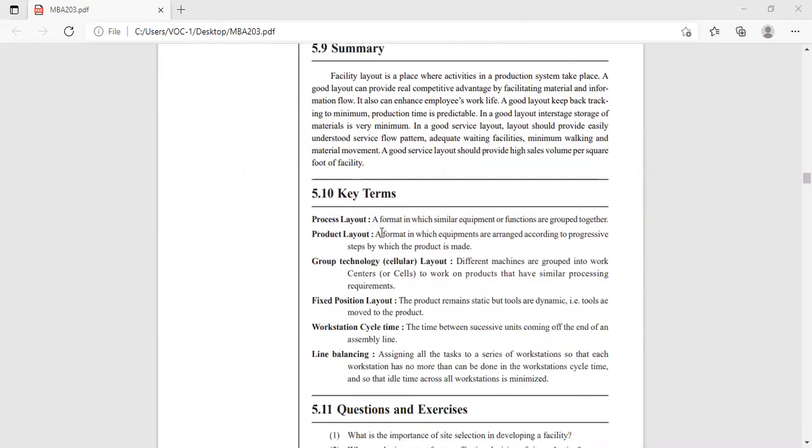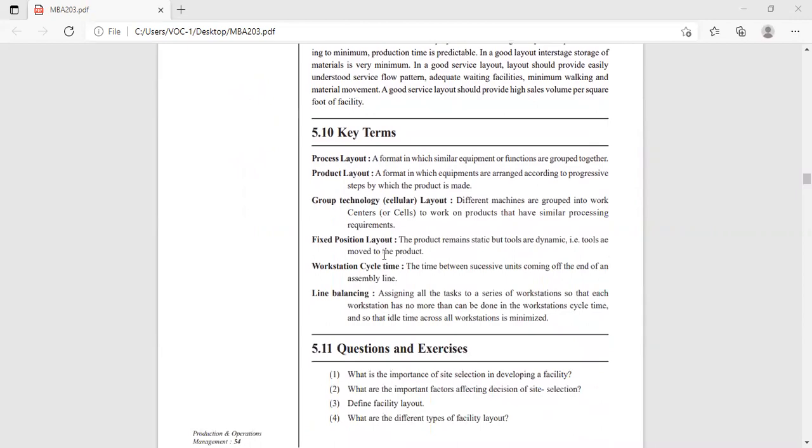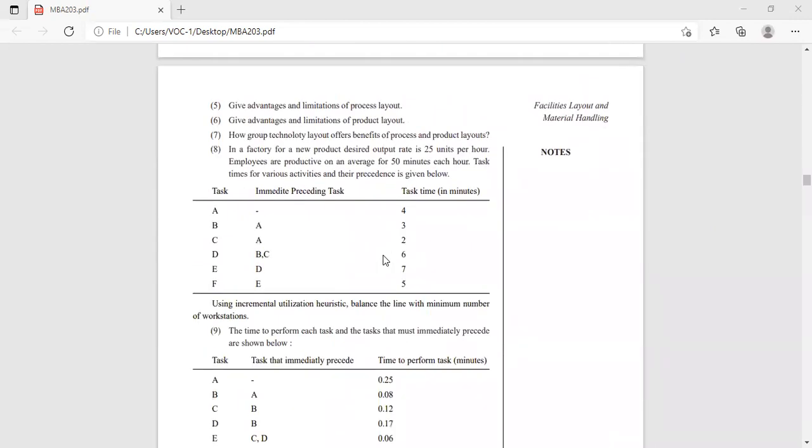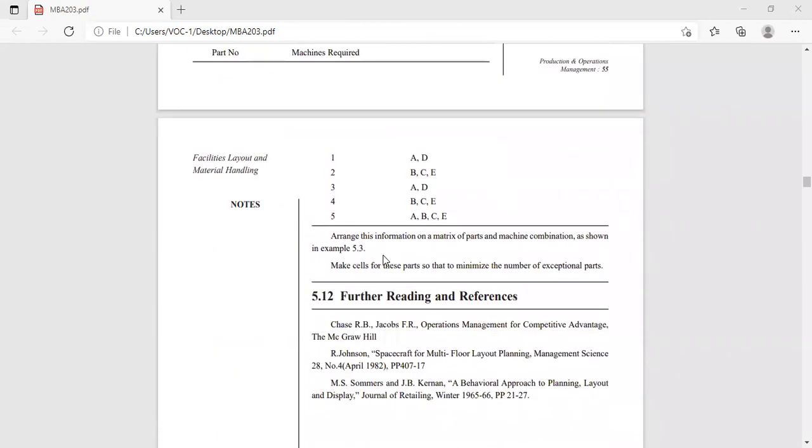So these are some key terms which we will see next.